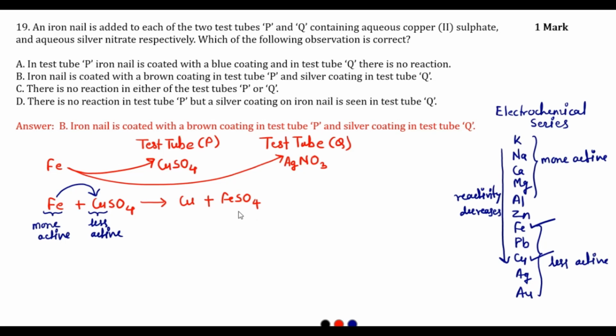So we will get FeSO4, and this is of which color? It is of brown color. So here the iron nail is going to be coated with brown color. Now we will see the second reaction.